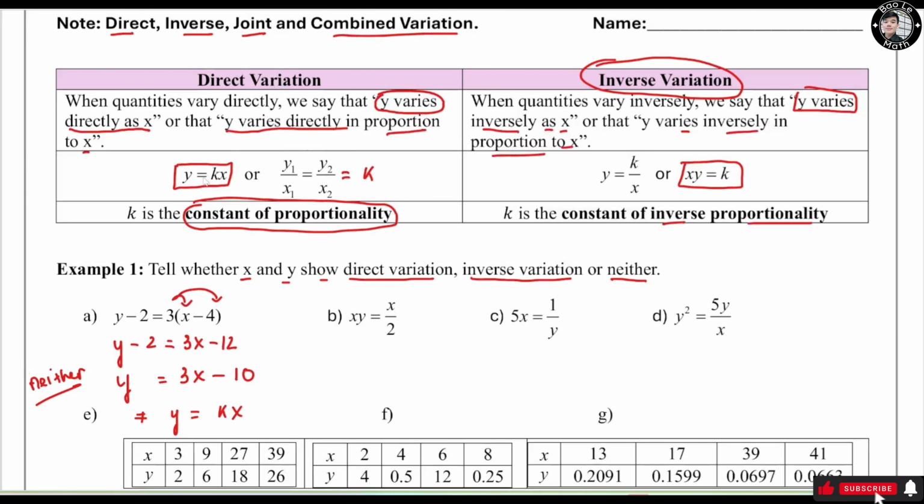Because direct variation tells us that y equals kx, and inverse variation tells us that y equals k divided by x. Question B. We're going to divide both sides by x, supposing x is not equal to 0. So we end up with y equals 1/2, which is a constant function. So it should be neither.